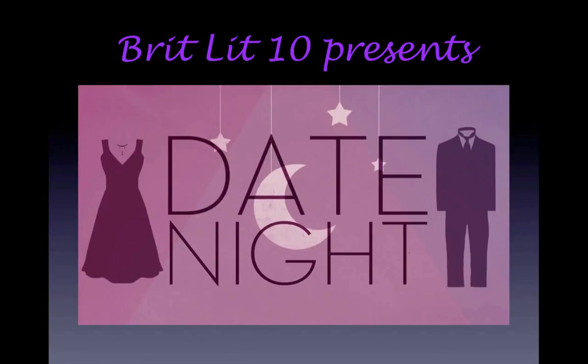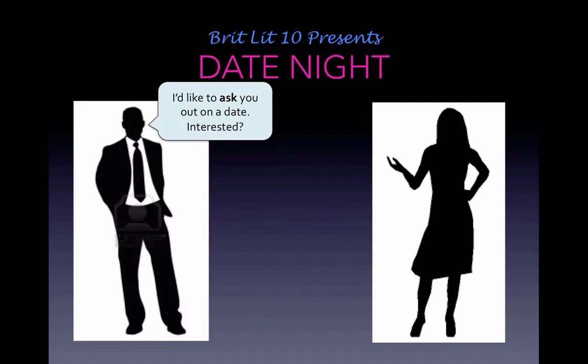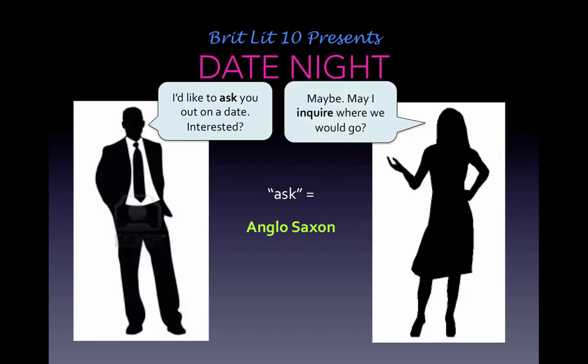So let me illustrate by turning to a scenario, again, of romance and love. Welcome to Brit Lit 10's Date Night. Meet our lovely couple. Well, actually, they're not a couple yet, but they'd like to be. He asks her out on a date. Ask, of course, is an Anglo Saxon word. It's short, it's plain, and it's functional. She says, maybe. May I inquire where we would go? Now, inquire, which means the exact same thing as ask, is Norman French. It's long, it's luxurious, it's ornamental.